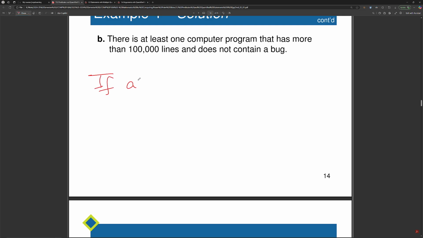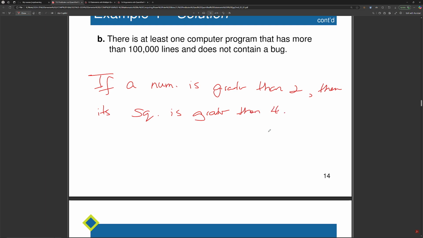If a number is greater than 2, then its square is greater than 4. So the negation of this statement would be that there exists a number.